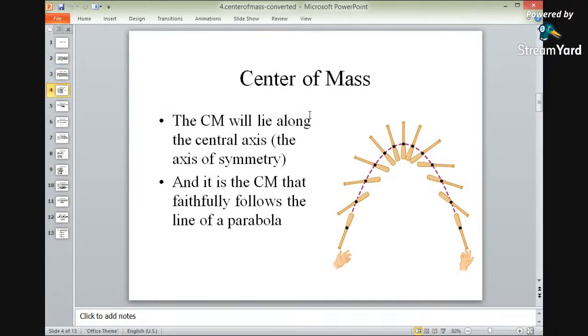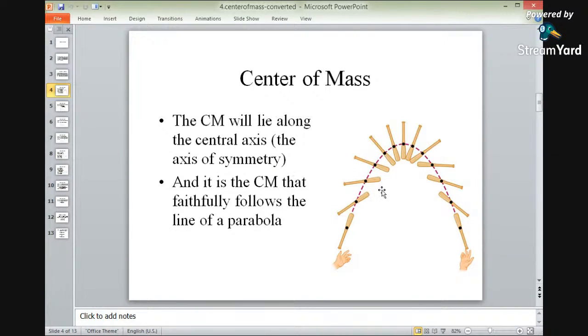Again, the center of mass. Here there is an example for this. While throwing the object, along the line of action there will be a center of mass. The center of mass lies along the central axis.